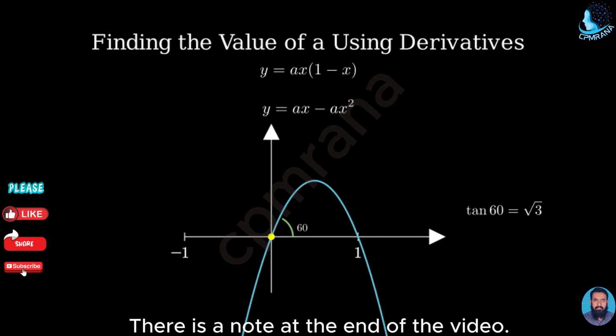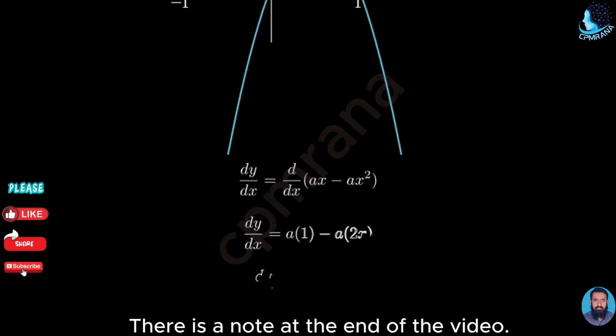First, to find the slope at any point, we need to take the derivative of the function. Using the power rule and the constant rule, the derivative dy/dx equals a times (1 minus 2x). Now, we want the slope at the origin, which means we need to evaluate this derivative at x equals 0.